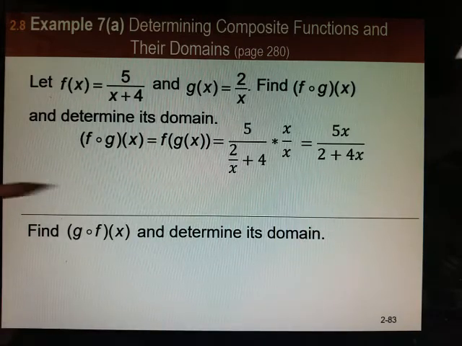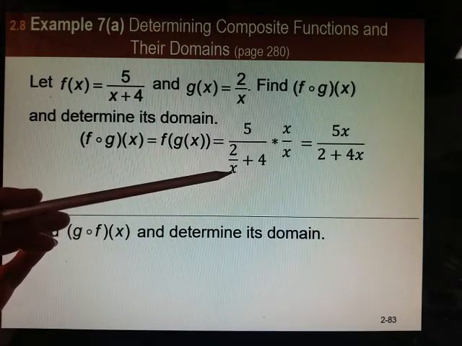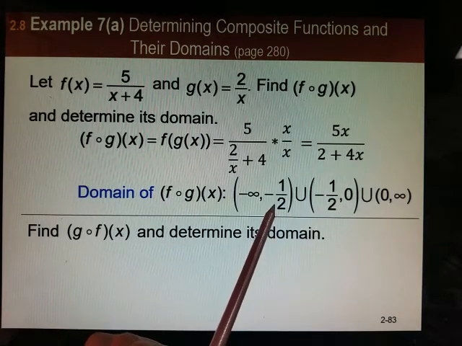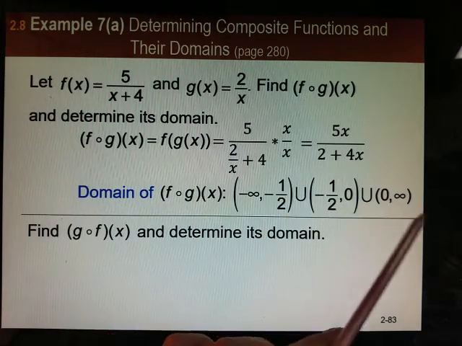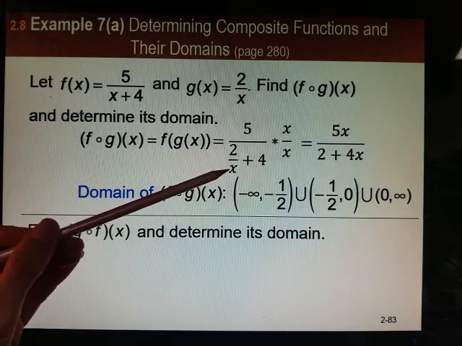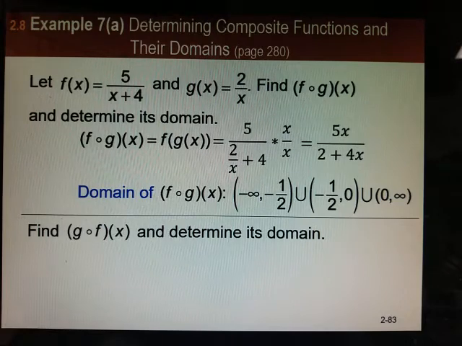Now, domain. Back here in the original, x cannot be 0. Right here, x cannot be negative 1/2. So I have not negative 1/2. I have it not at 0. That's the complicated domain. So again, right here, x can never be 0. Right here, x can never be negative 1/2.